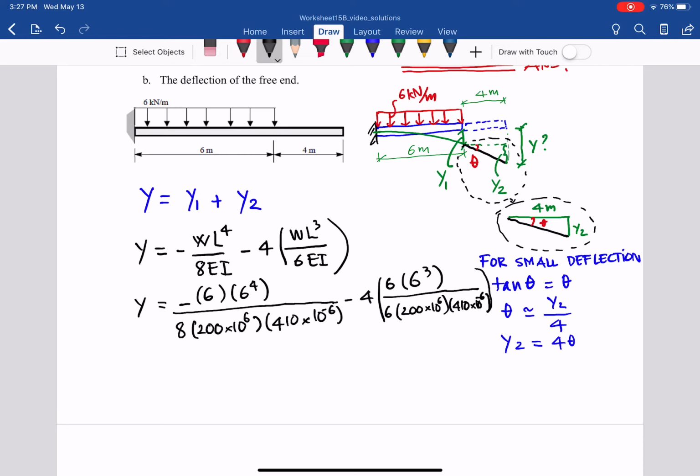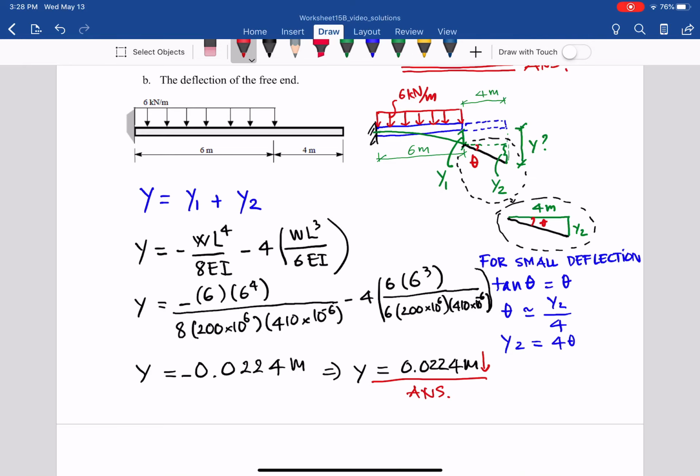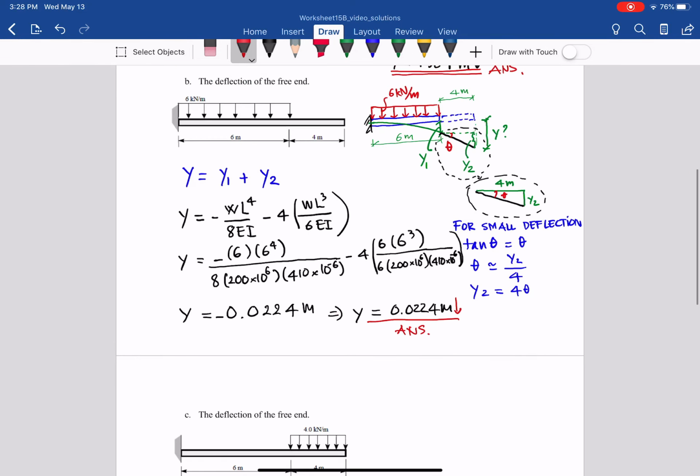From that, we find the deflection equals negative 0.0224 meter. So y at the free end equals 0.0224 meter going down. That's the answer for part B, and we will continue with part C next.